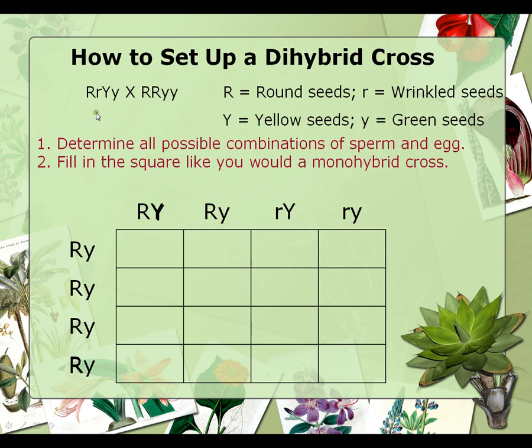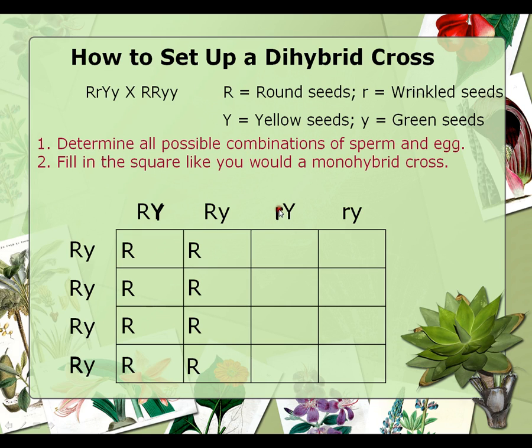I've put this individual, our round yellow seed, on top, and our round green seed on this side. Just like in the monohybrid crosses, you'll bring each letter down and distribute it to each of the boxes. Instead of 2, there are 4 in each column and 4 in each row this time. So this R will distribute here and here. Let's take this R and move it down to the bottom box and fill in the other 3 as well.